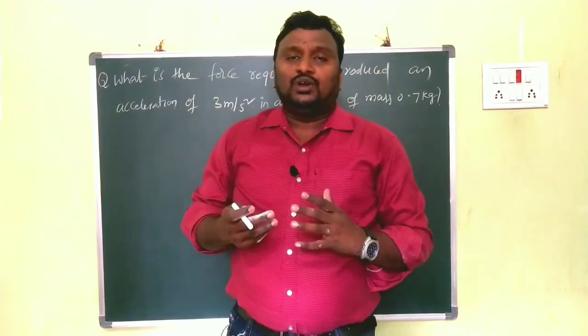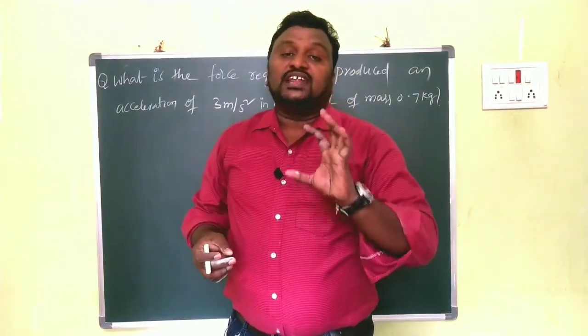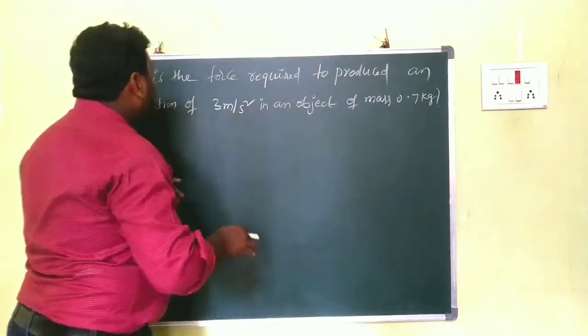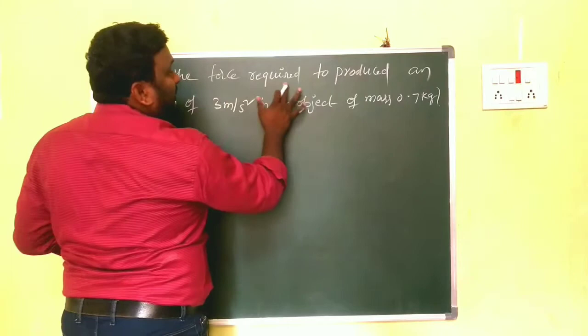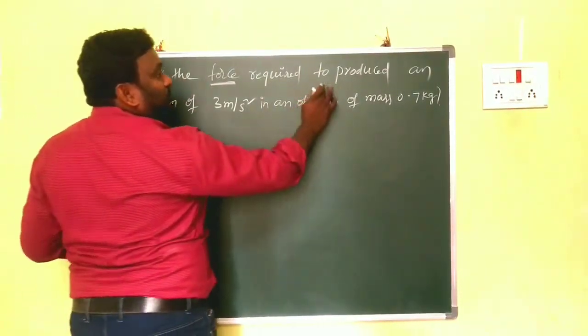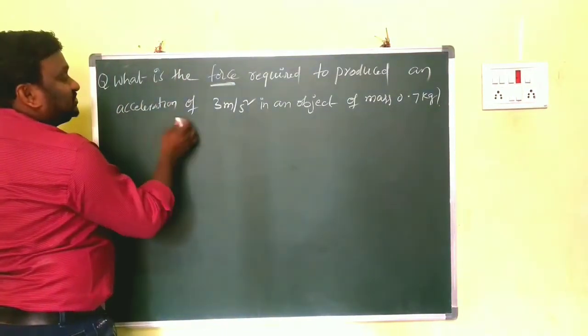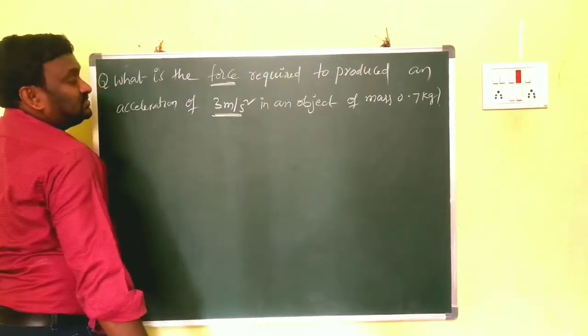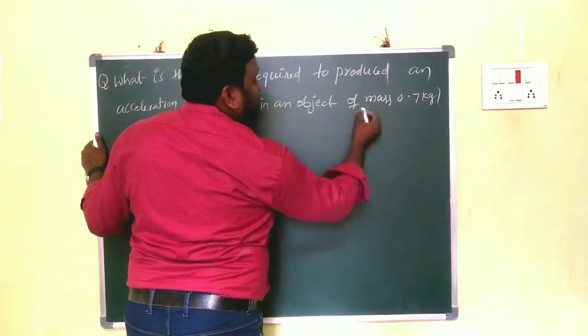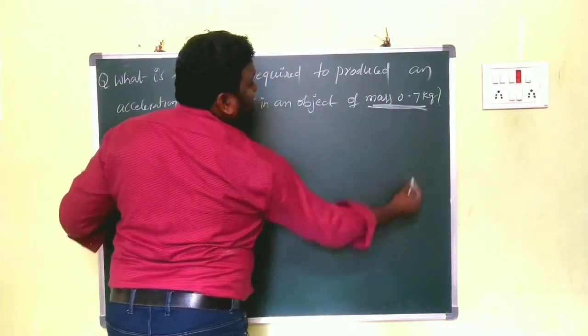First we have to know which physical quantities are given and which physical quantity we have to find. See once again: what is the force required? That means you have to find the force, to produce an acceleration of how much? 3 meter per second squared. And next, an object of mass 0.7 kg.